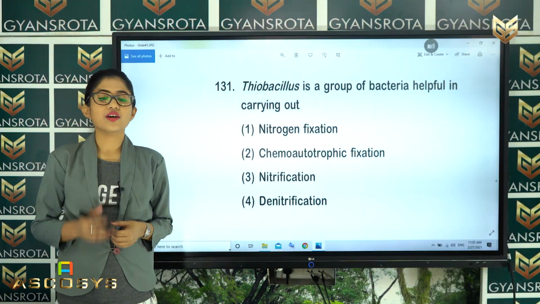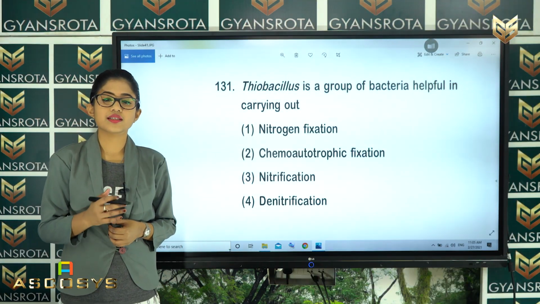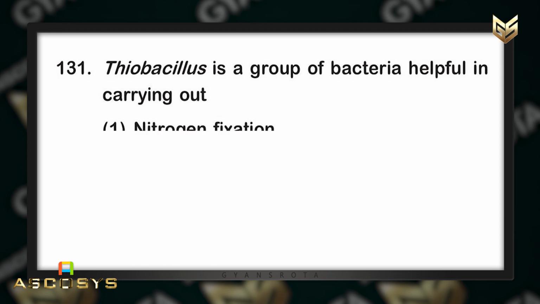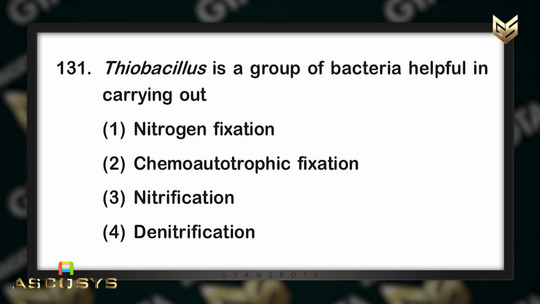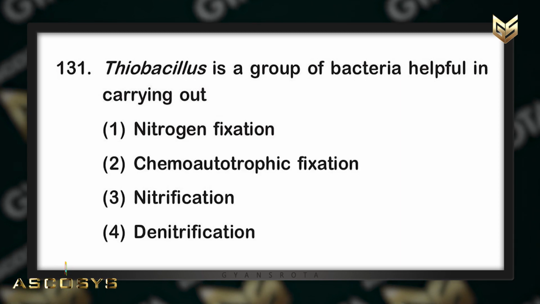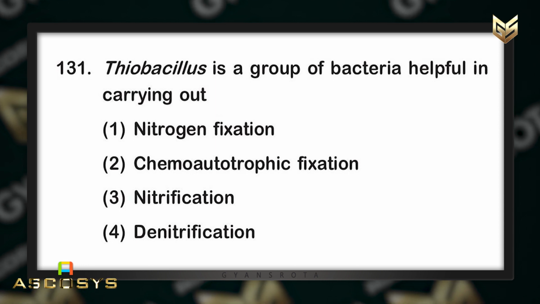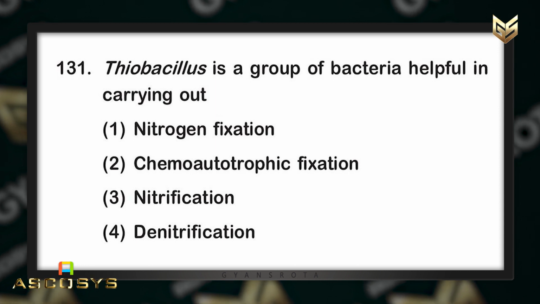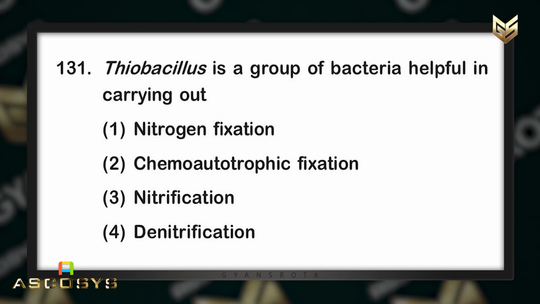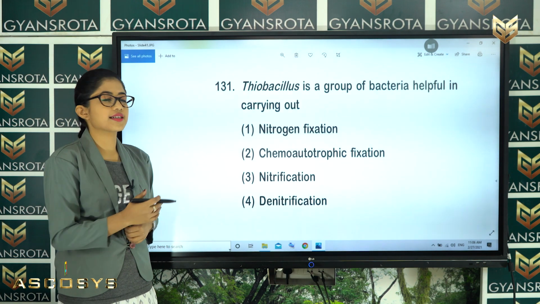Okay. So in this question you can see question 131. Thiobacillus is a group of bacteria helpful in carrying out. There are 4 options given below: nitrogen fixation, chemoautotrophic fixation, nitrification or denitrification. So which among them is the correct answer?